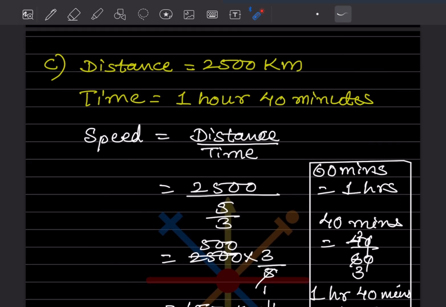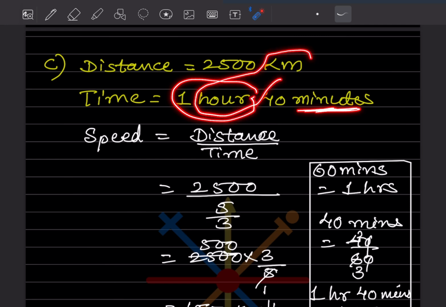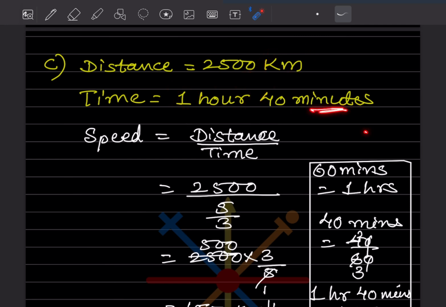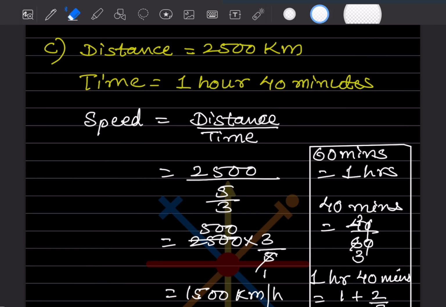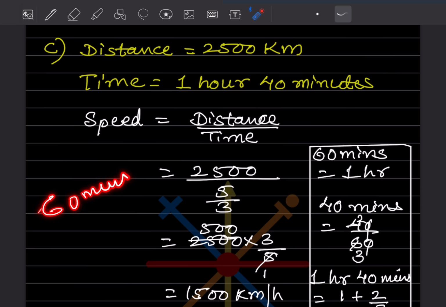Now look at this one. This is in kilometer and this is 1 hour and then there are 40 minutes. So what will you do here? 1 hour is okay because we want the answer in kilometer per hour, but then 40 minutes we will convert into hours. So you know 60 minutes is 1 hour. So now what will you do? We want it for 40 minutes. So 40 minutes is going to be what? See, 60 minutes is 1 hour.